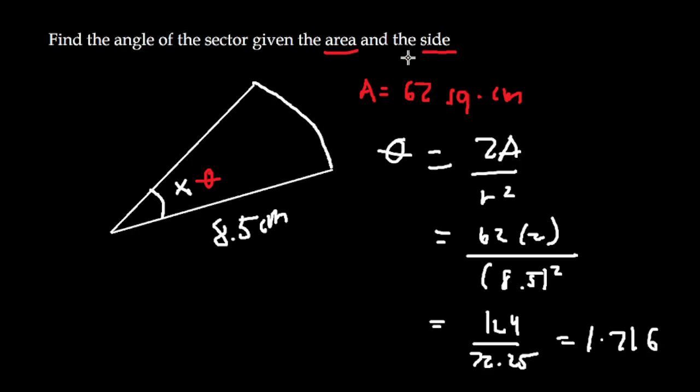Pero hindi pa yan yung final answer natin, kasi yung makukuha nating theta rito is in radians. Radians, not pi radians but radians. Iba yung pi radians sa radians. Okay. So, what if ang pinapahanap sa atin is yung degree form ng sagot na to?